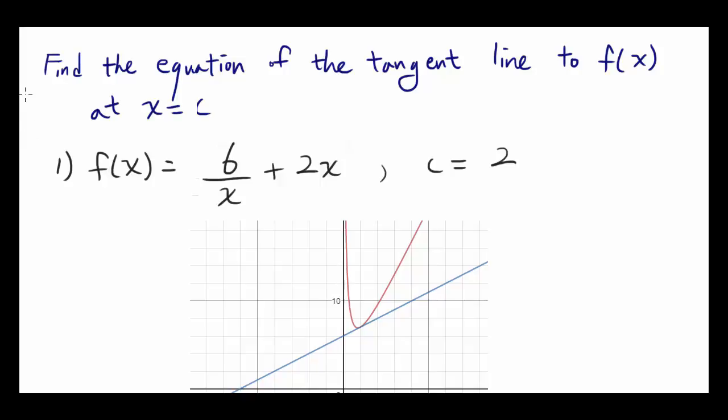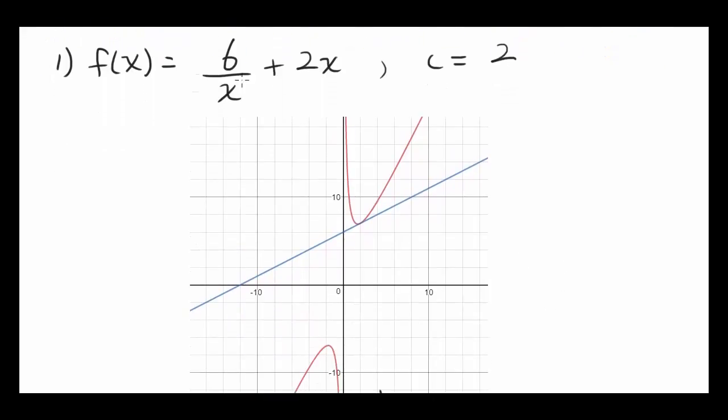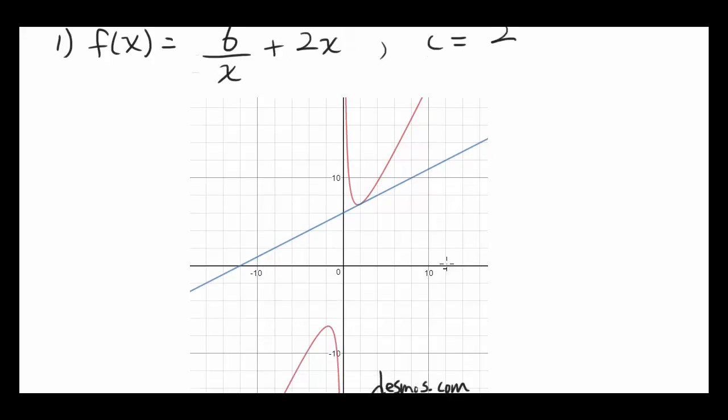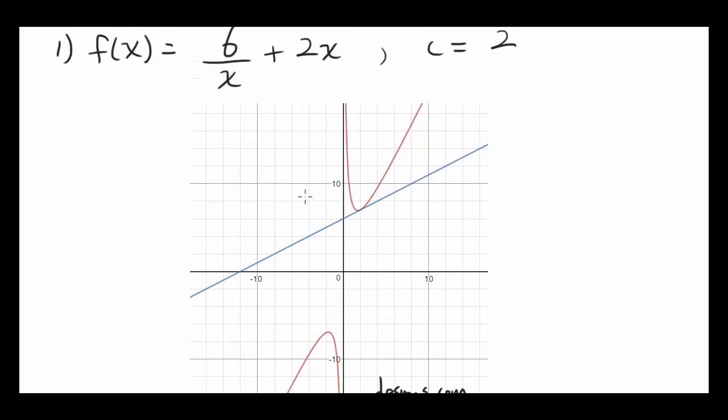Let's attempt to find the equation of the tangent line to the graph of f of x at x equals c. The first one is f of x is 6 over x plus 2x, which is graphed in red below from this graph from desmos.com. And you want to find the equation of the tangent line to the graph at x equals 2. And as you can see, at x equals 2, this blue line is the tangent line to the graph, and you want to find the equation of this line.